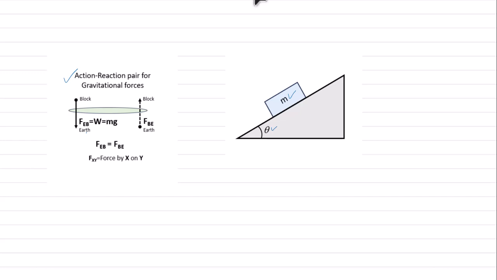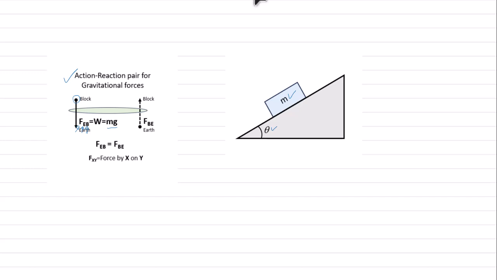The first will be the force by earth on the block, and that is the weight of the block, and that is equal to mg. And that's a force acting on the center of mass of the block. I've indicated it with a dot like this, and it is directed vertically down, actually pointing towards the center of the earth. So it is normal to the earth. So that is one force.